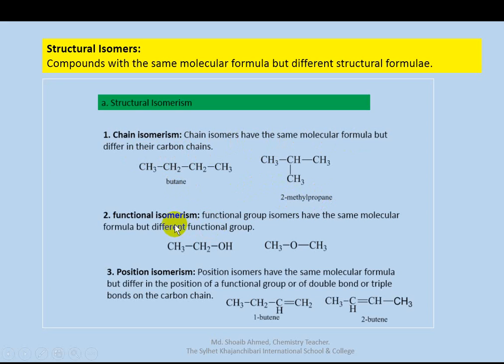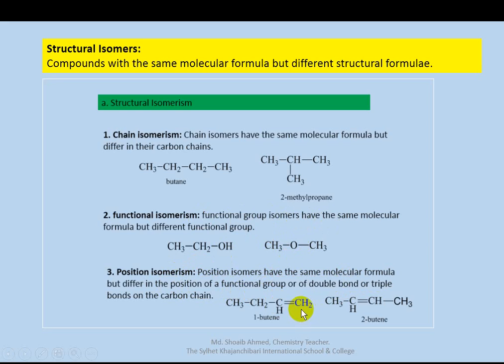Functional isomers have the same molecular formula but differ in the functional group. This is the alcohol functional group. This is the ether functional group. Position isomers have the same molecular formula but differ in the position of the functional group. Double bond, triple bond position is different.